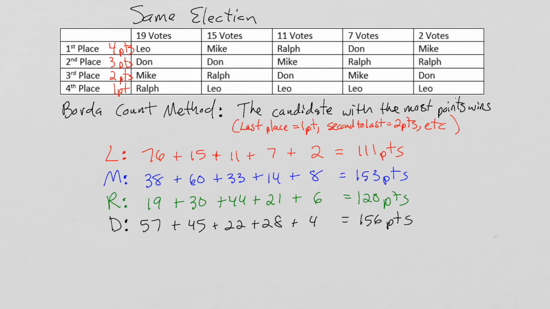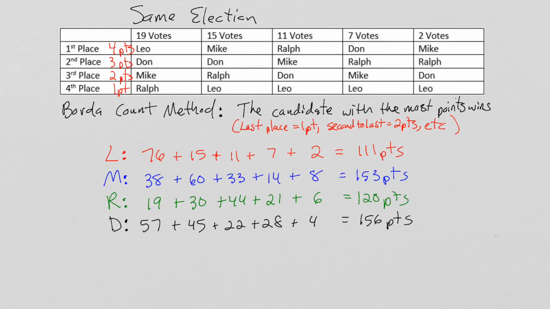So if we take a look at Leo, Leo has 19 votes at first place. So that's 19 times 4 is 76. Leo also has a last place. He has 15 last place votes. That's times 1 would be 15 points. Leo also has, actually he's last all the way through. So Leo is 1 point times 11 votes right here. He also gets 1 point here times 7 votes, and 1 point times 2 votes is 2. You add those up and you get 111 points.